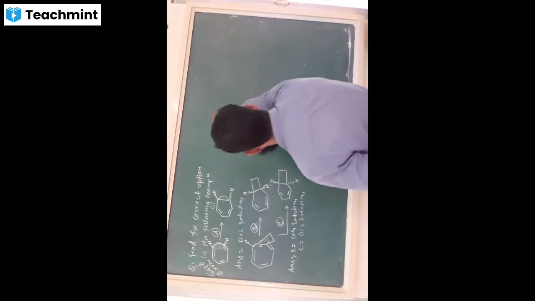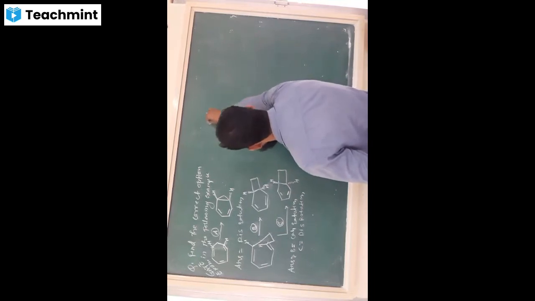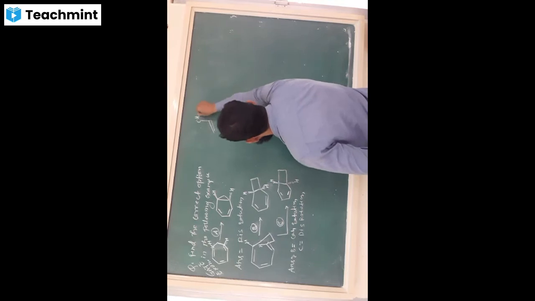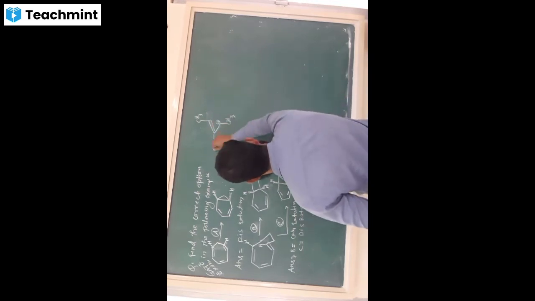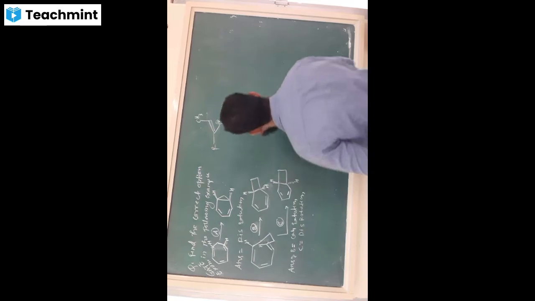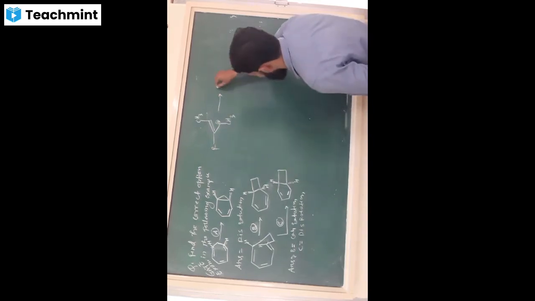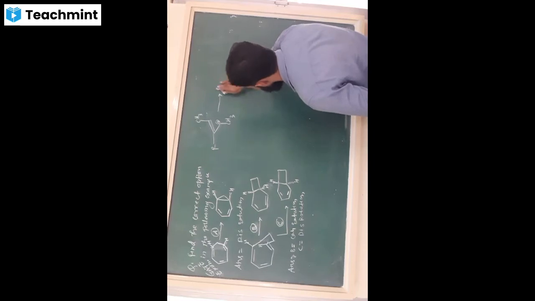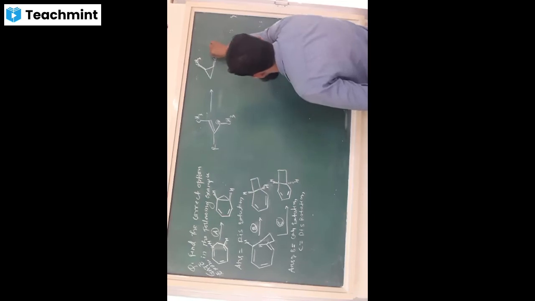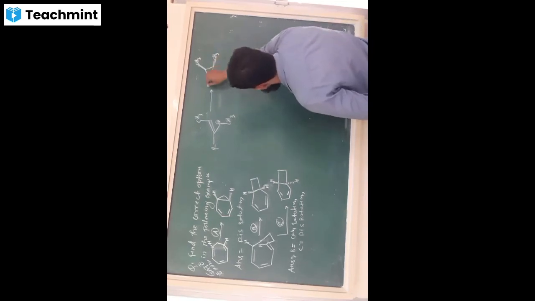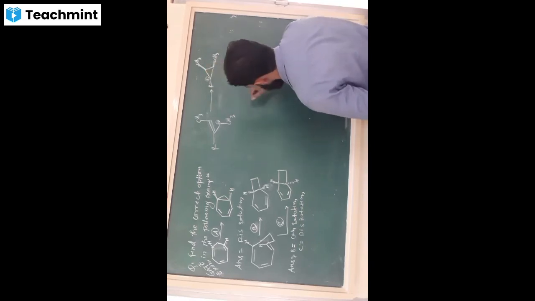If we have a double bond here, CH3, here CH3, positive, CH3, and here R. So from this, if we get the product, this one, CH3 and CH3, and this is the R group which is bearing the positive charge.